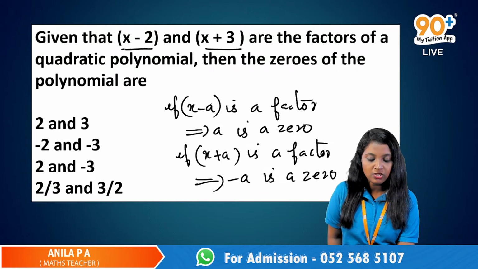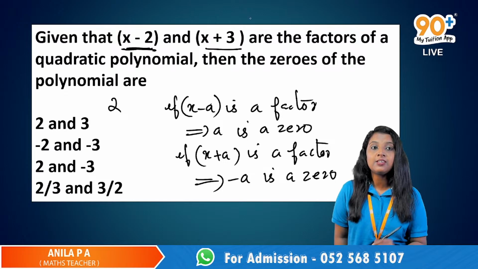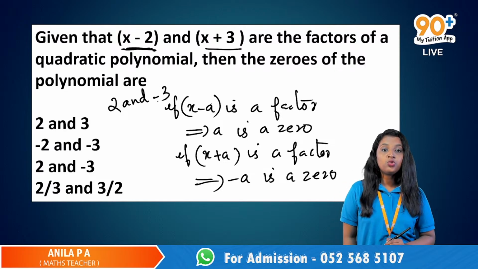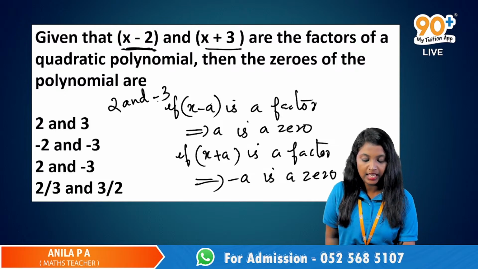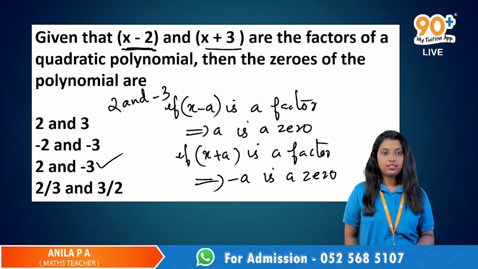So here x minus 2 is a factor means 2 is a zero, and x plus 3 is a factor means negative 3 is a zero. So 2 and negative 3, these are the zeros. So option 3 is the correct one.